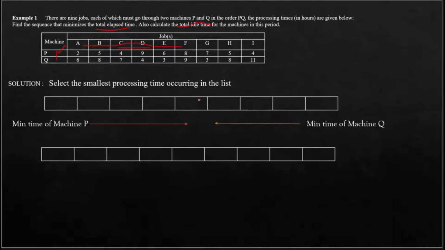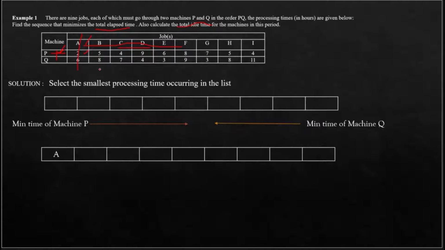So now the minimum time in this chart is 2 hours. That's 2 hours from machine P, so this is job A. If you identify the smallest processing time from machine P, we want to record it from left to right. So the job name is job A, and I am placing the job from left to right. And now I am eliminating this job.